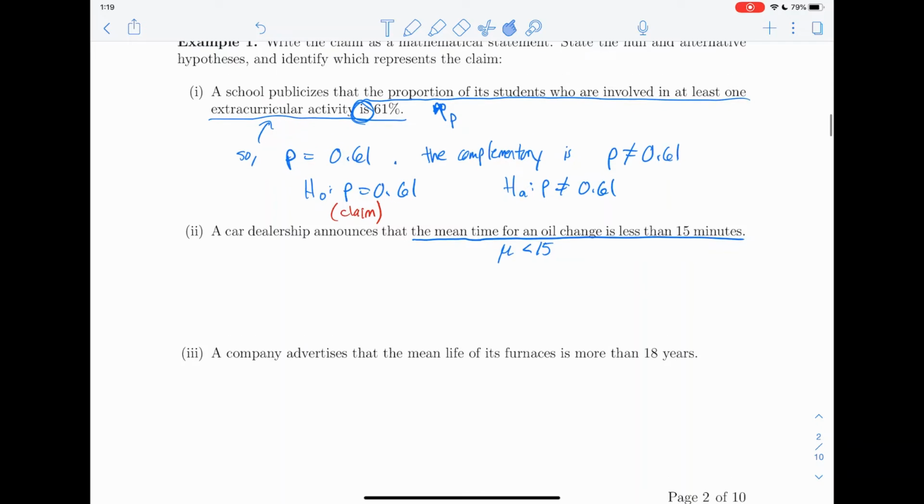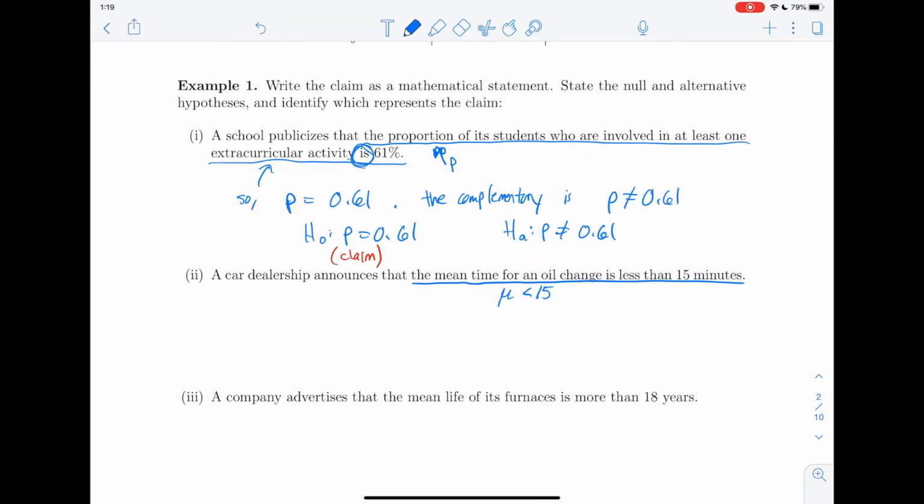So what that means here is that as we translate this statement into either the null hypothesis or the complementary, we're going to end up with HA, the alternate hypothesis, being mu is less than 15, and then the complement of that is the null hypothesis, mu being greater than or equal to 15. Where here, the car dealership's claim seems to be representing the alternate hypothesis.